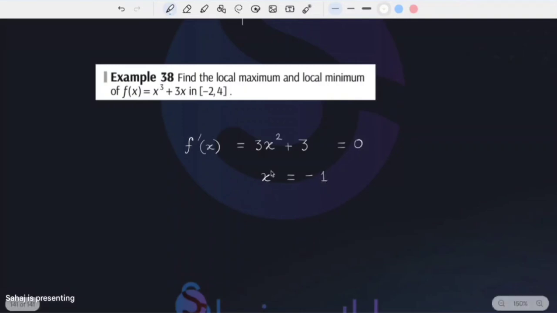X squared is coming out to be minus 1. So what is x? It could be plus minus iota, in the complex number system. So at no real value. It is an undefined value. There is no real value of x because the square root of minus 1 is not possible to have.